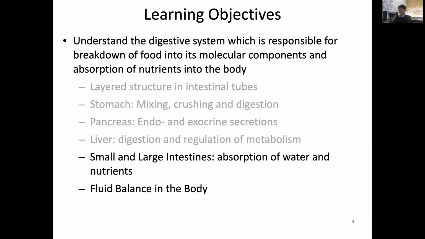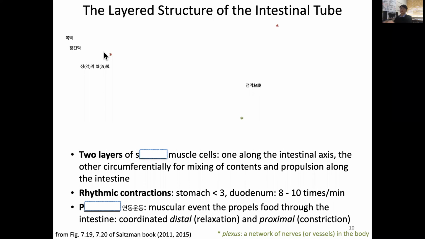Hi, let's continue to study about intestines. So there are small and large intestines, which are for absorbing water and nutrients. And also we'll discuss fluid balance in our body. So first, let's discuss the layered structure of the intestinal tube.